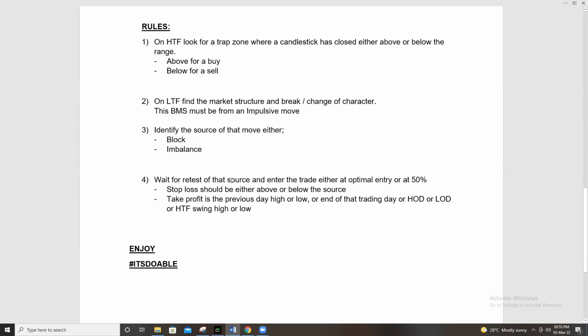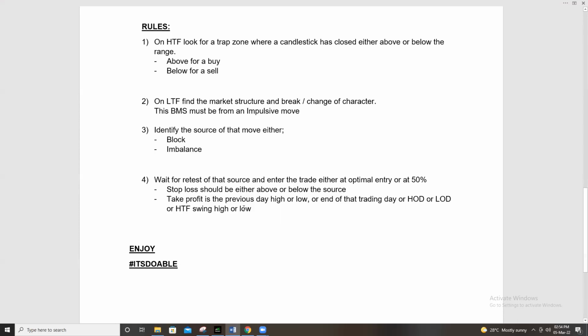Remember, we always said don't join in the trade with the fast move. Wait for the risk-free move where you don't risk so much. Actually, with this strategy, you find trades that you can risk 2 pips. Two pips. When was the last time you took a trade with a stop loss of 2 pips? That's the awesome part of this strategy. So number 4, wait for retest of that source and enter the trade either at optimal entry or at 50%. So stop loss should be either above or below the source.